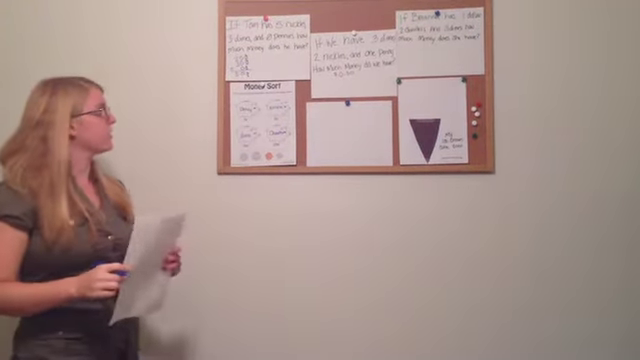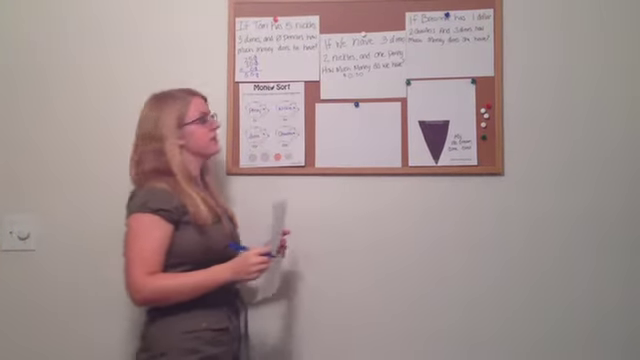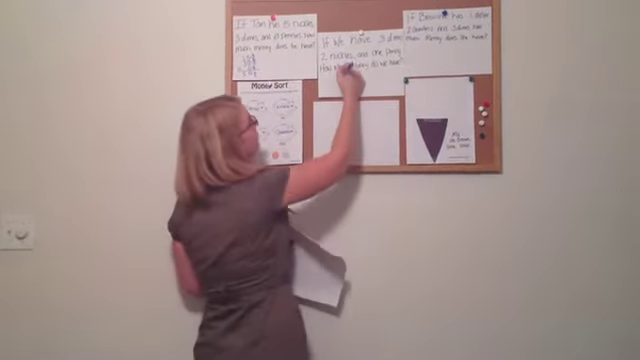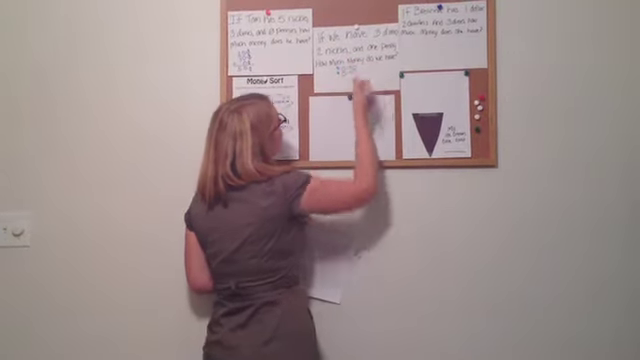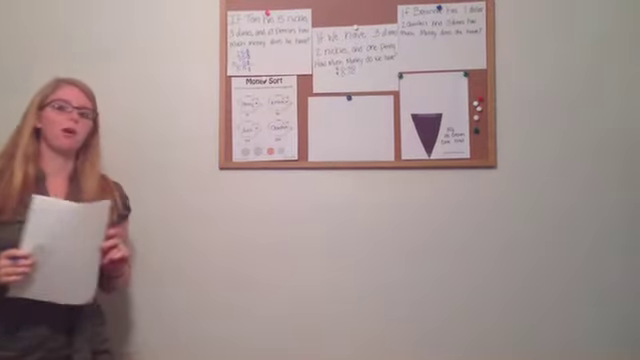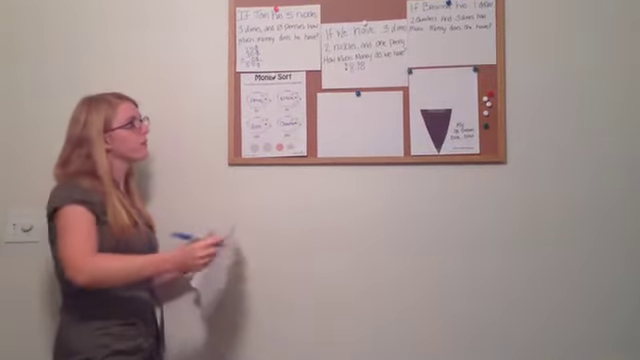Next, we have 2 nickels, and we're going to write it in the same way. 2 nickels equals 10 cents, so we'll write 10 cents. And lastly, we have 1 penny, and how much does 1 penny equal? That's correct, 1 cent.